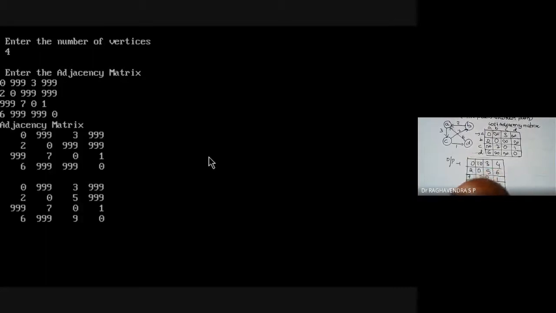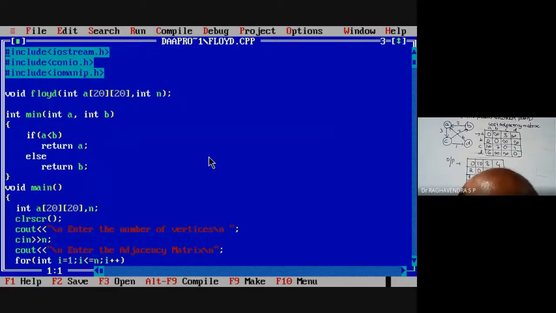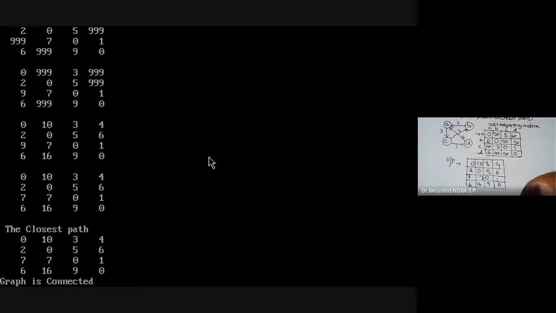So these are the different iterations. And finally we have obtained this result. Okay, graph is connected. Output is connected. The graph is connected. 0, 10, 3, 4, 2, 0, 5, 6, 7, 9, 0, 1, and 6, 16, 9, 0 will be the output. So this completes your Floyd's algorithm.